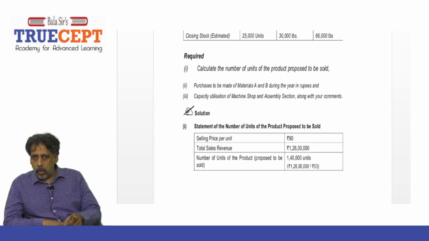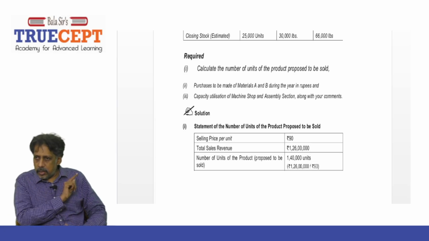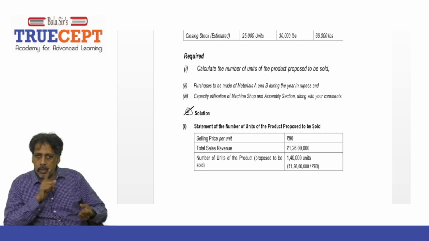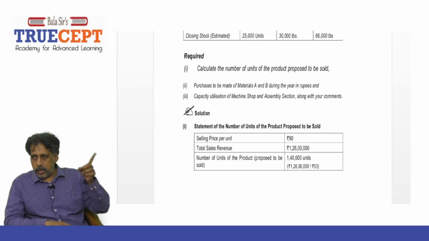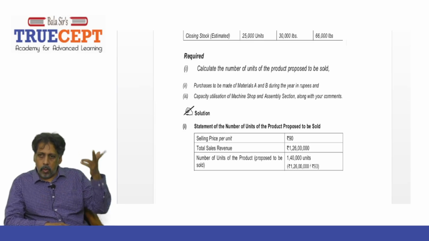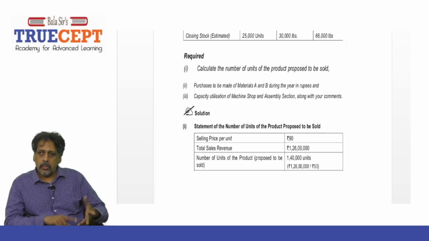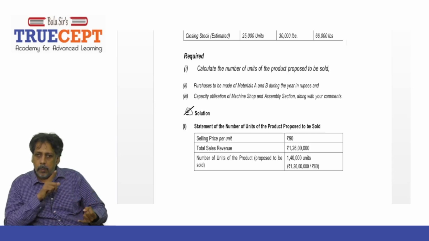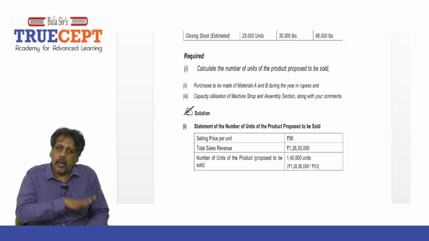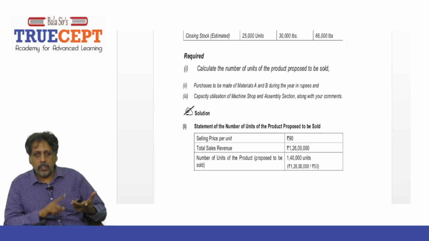But you should all know this: if you divide the sales value by the selling price per unit, you should get the quantity sold. So what is sales value? Quantity sold into selling price is sales value, right? So if you divide the sales value by the selling price per unit, you will get the quantity sold. And they have given data for you to find the selling price per unit.